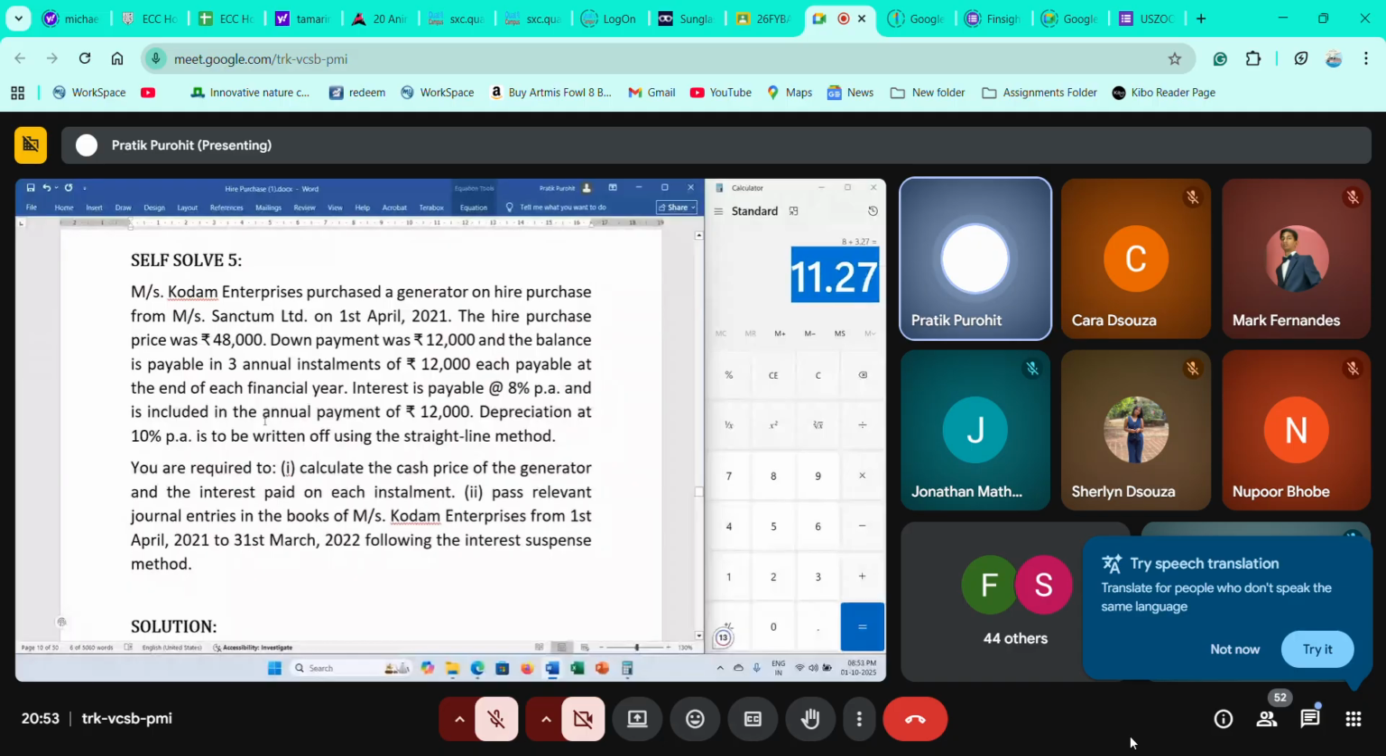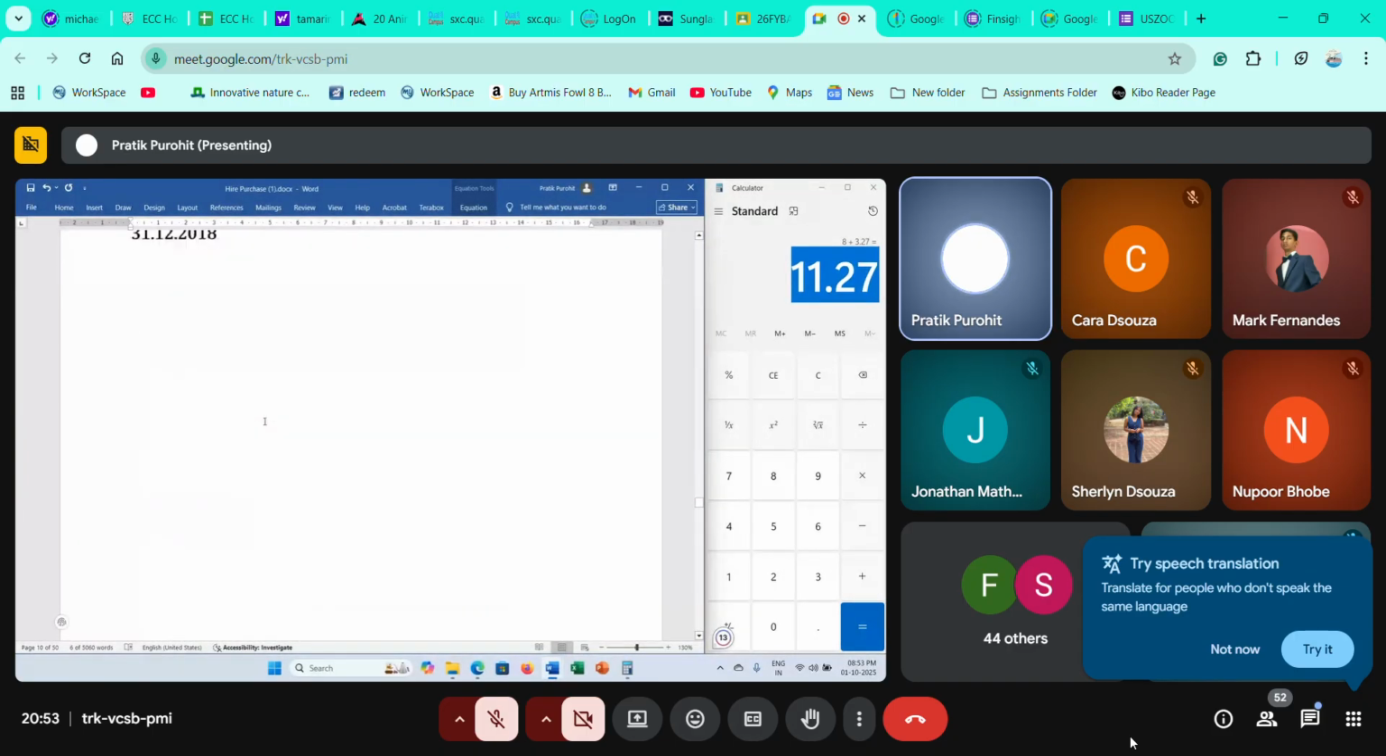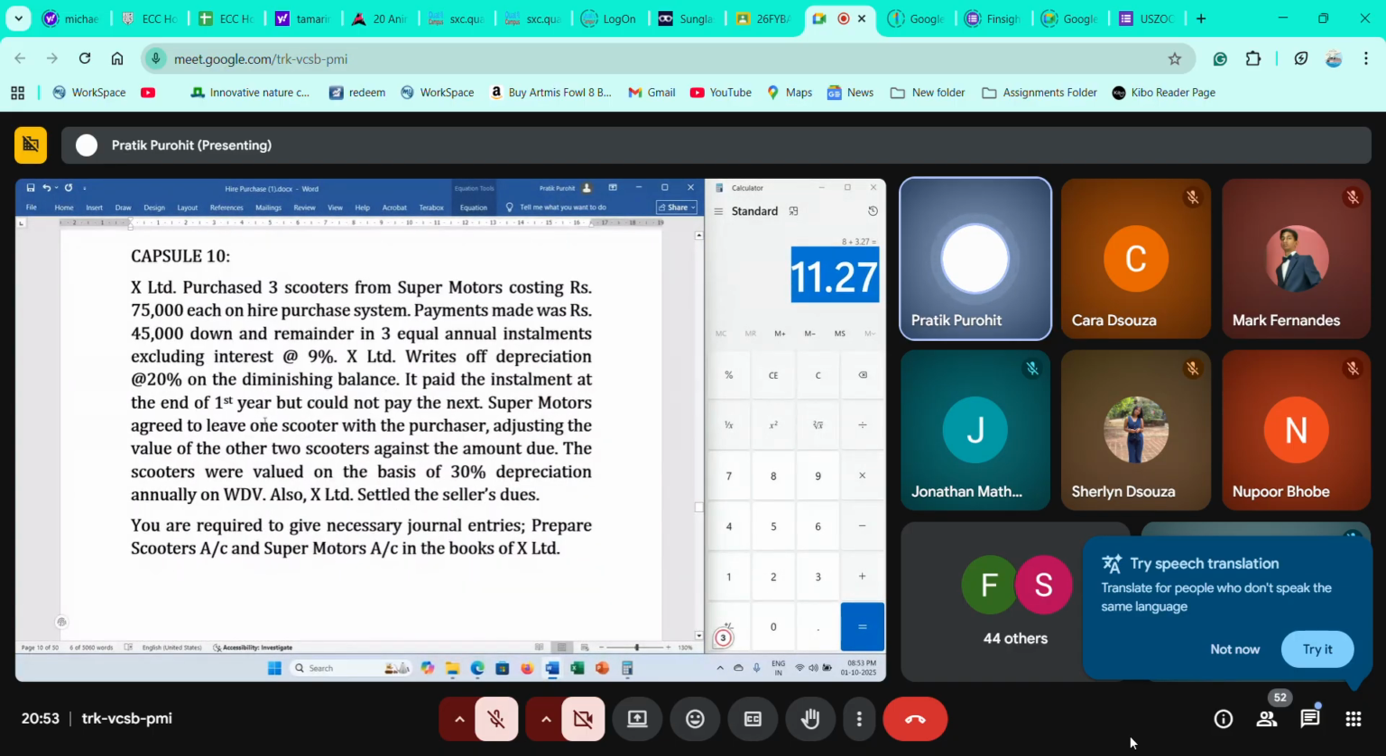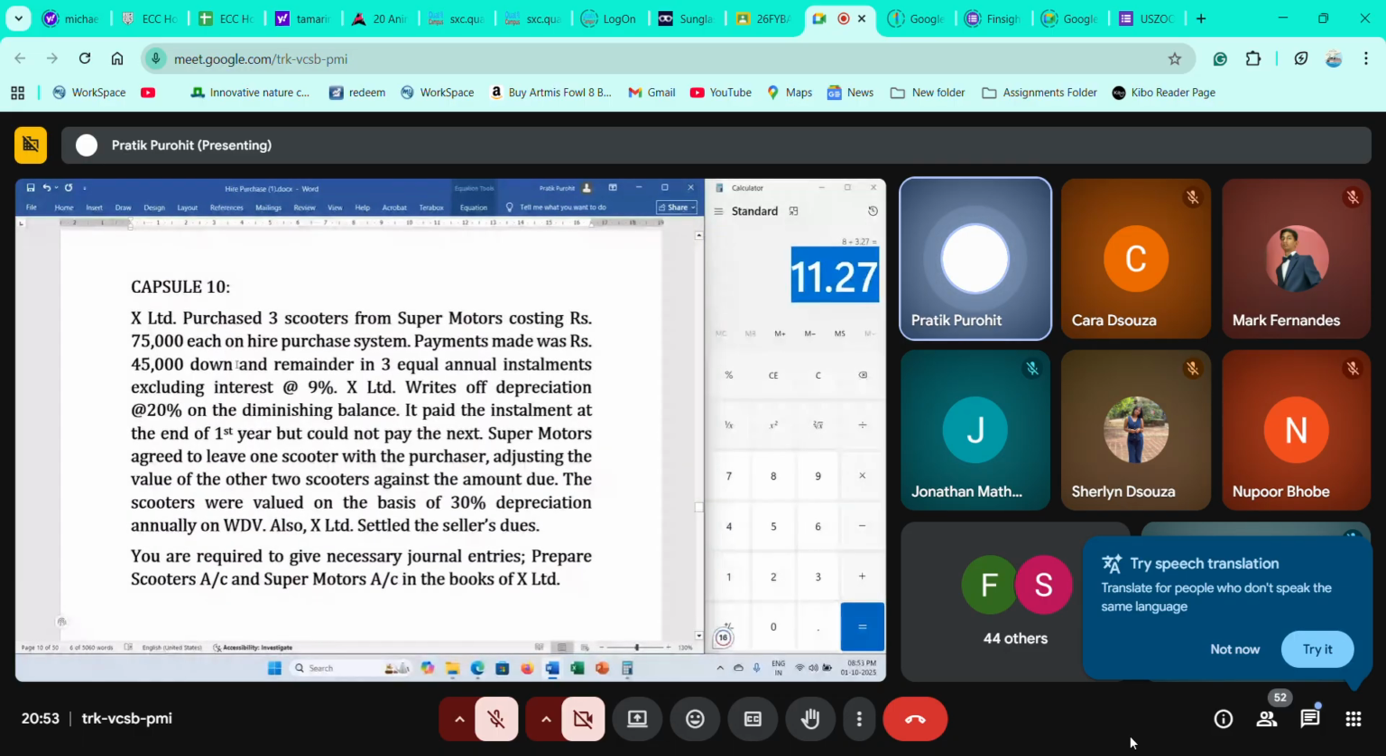What is happening in this, I can do the self solve file. Self solve 6 capsule 10. So what is happening is, in this case there is a repossession. Now when there is a repossession, you take back that particular asset.